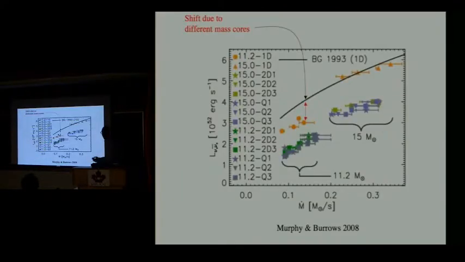Okay, and this is what I mean. This is a paper done by Jeremiah Murphy and myself. It's published recently in APJ. Here's the critical curve, the luminosity. We're trying to understand the neutrino mechanism. If you have enough neutrino luminosity, you can do it. Does nature provide that? It doesn't seem to do it in 1D.